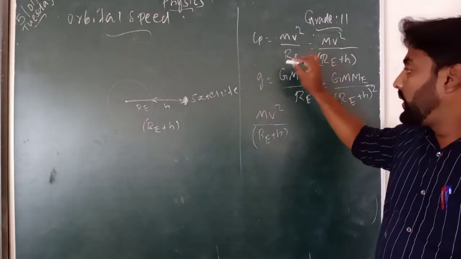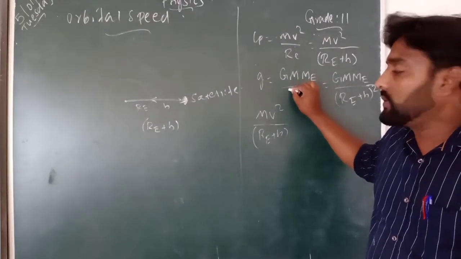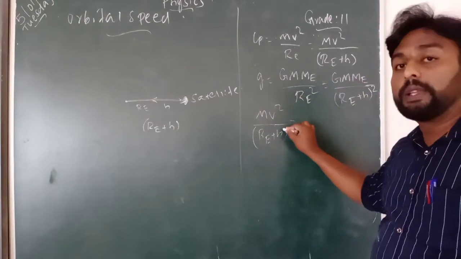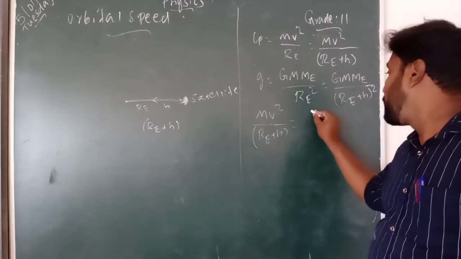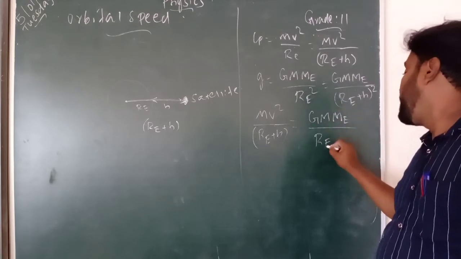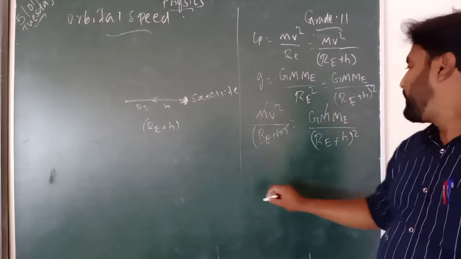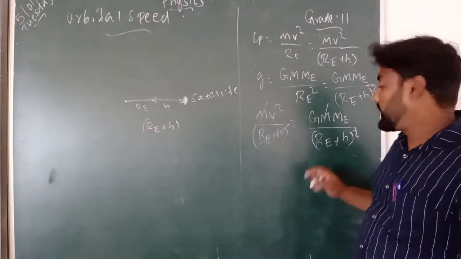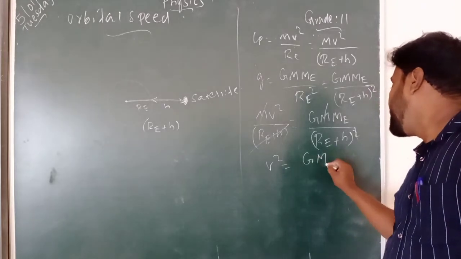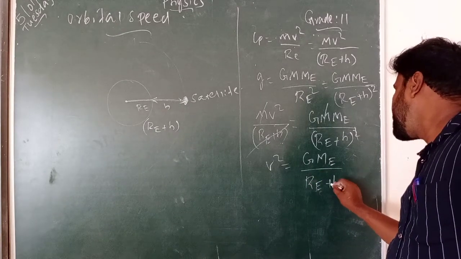Now you see, this centripetal force m v square by r is provided by this gravitational force. So this gravitational force is equal to the centripetal force. So m v square by Re plus h is equal to G m e by Re plus h the whole square. Now m cancels, one Re plus h is cancelled, since here 2 are there. So v square is equal to G m e by Re plus h.